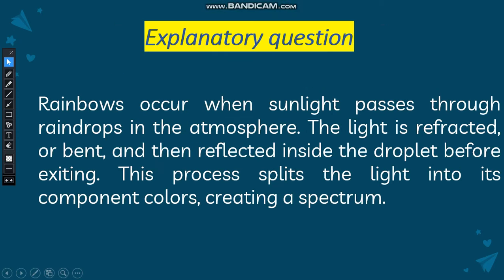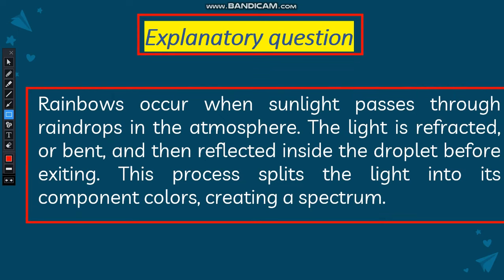This part of the video deals with the next part of our learning indicator, and this one is answering explanatory questions. What is it? You're going to find it out after we read the text. Let's consider this text first. Rainbows occur when sunlight passes through raindrops in the atmosphere. The light is reflected or bent and then reflected inside the droplet before exiting. The process splits the light into its component colors, creating a spectrum.